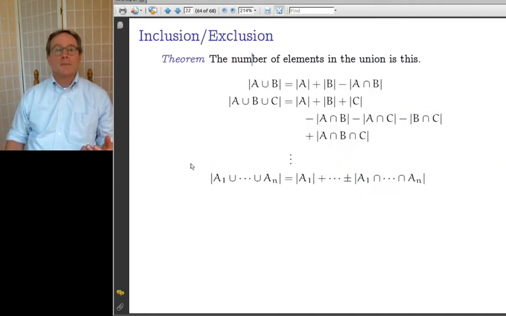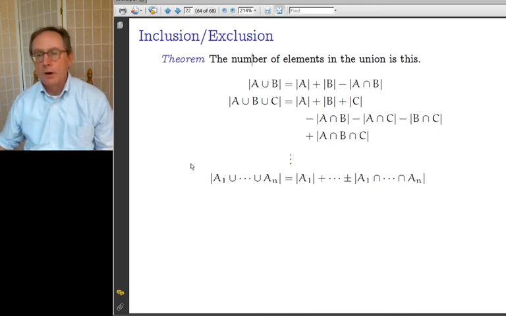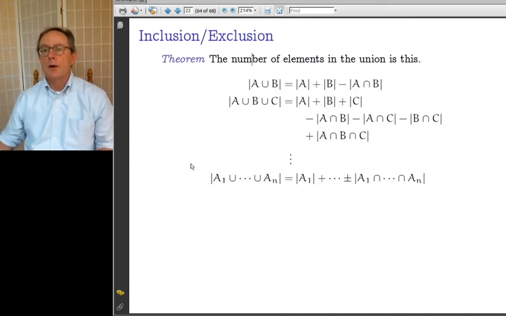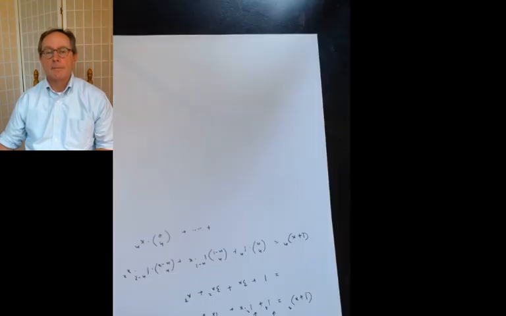Okay, one more topic. It's a combinatorial topic, but it stands a little bit aside from the previous combinatorial topics, and that is I want to look at how things combine when you combine sets with union. So everybody remembers that the size of A union B is going to be the size of A plus the size of B, take away the size of the intersection.